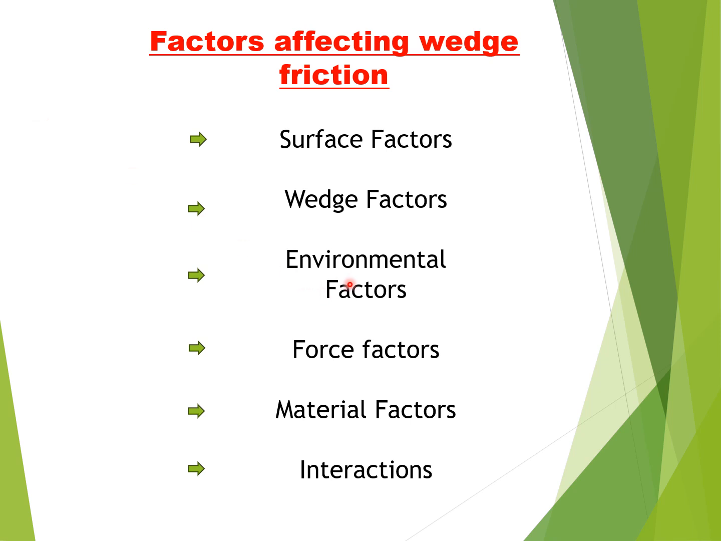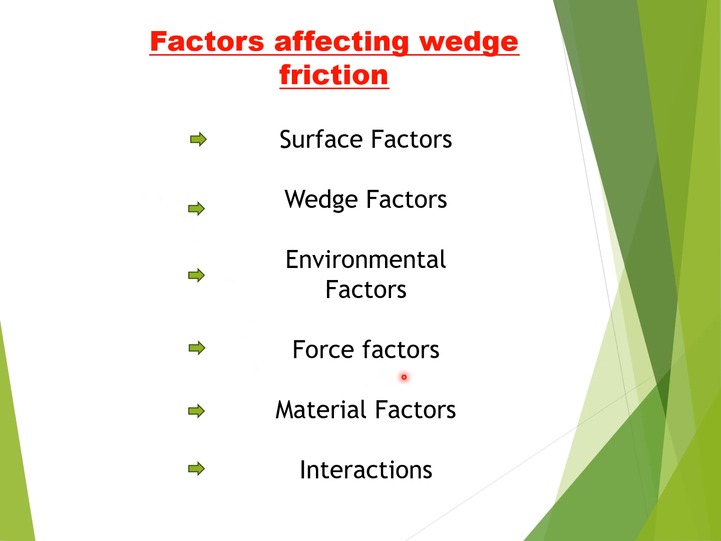Next come the environmental factors. Temperature. High temperatures can alter material properties, reducing or increasing friction. Vibration. Vibrations can reduce static friction, making it easier to initiate motion. Wear and tear. Over time, surfaces may wear down, altering friction coefficients.